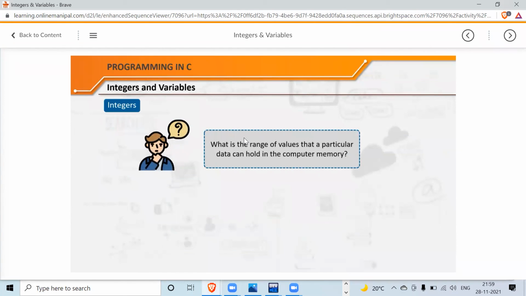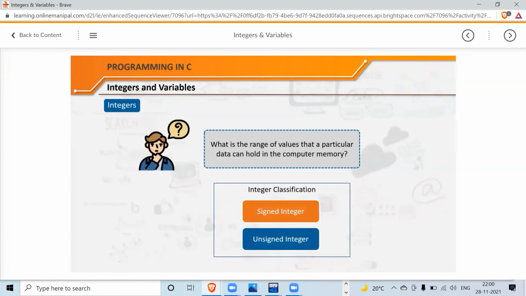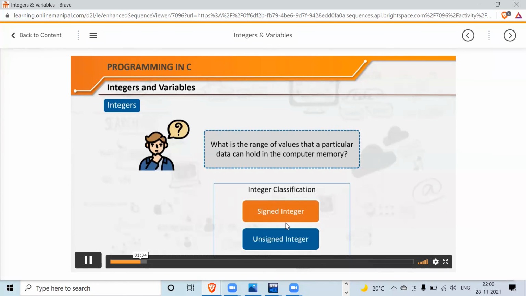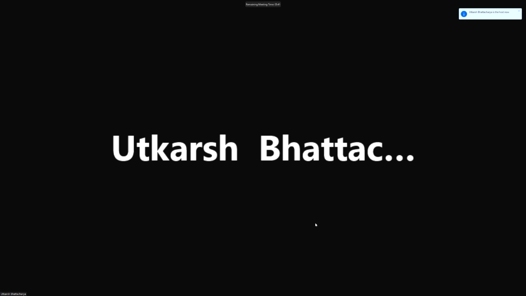Integers can be defined as whole numbers with a certain range of values, with a specific range of values. Now these integers are classified as signed numbers or unsigned numbers, or signed integers or unsigned integers. Signed meaning the numbers which are represented using a sign, unsigned meaning the numbers which do not have any specific sign, particularly whole numbers.